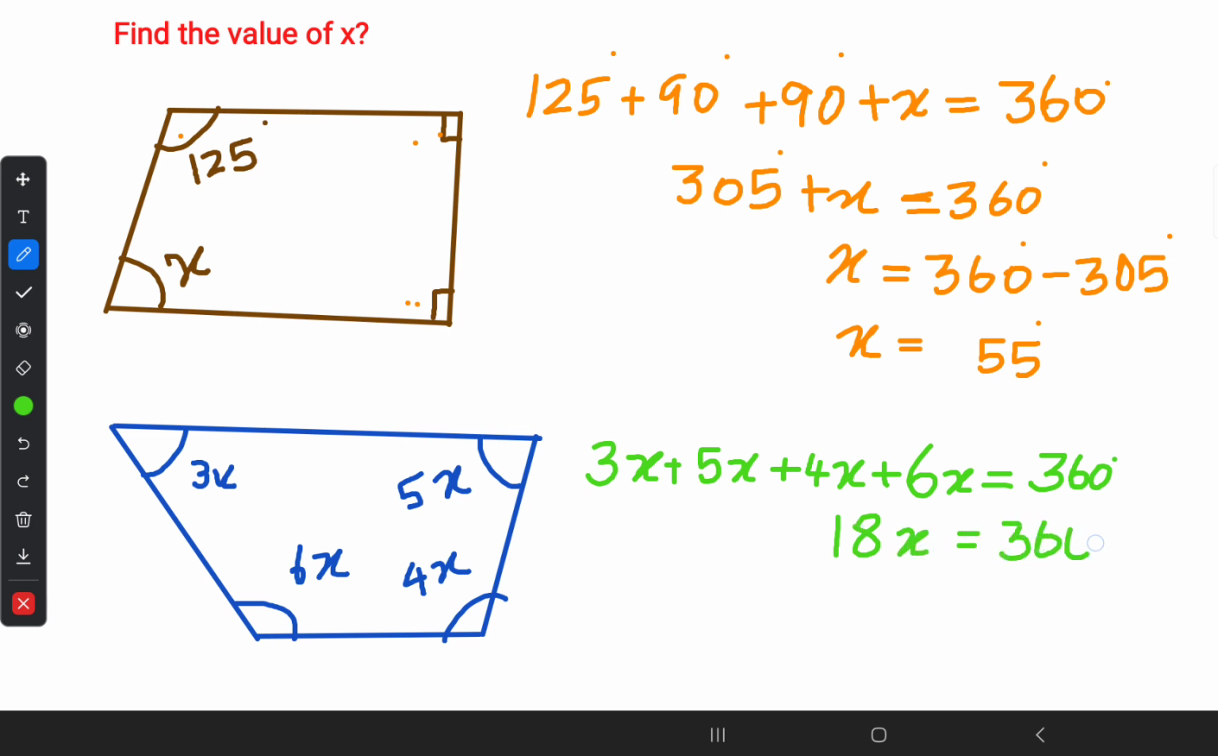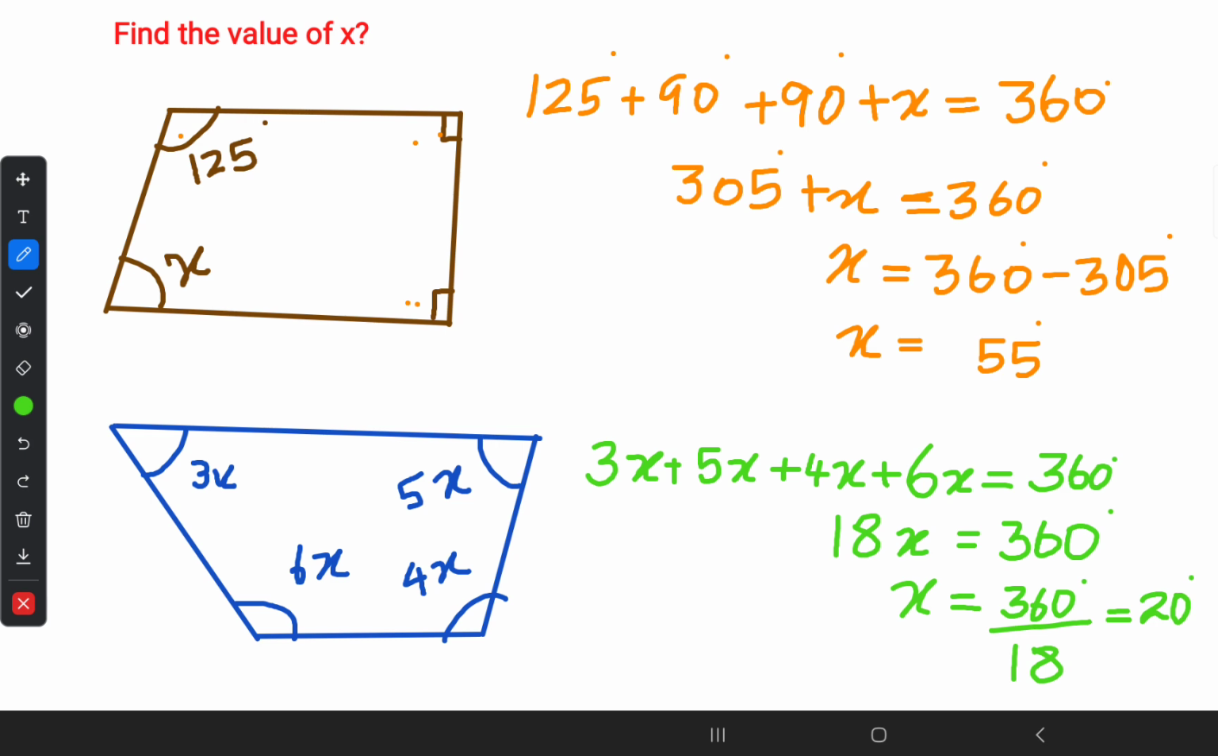In equations we've discussed that with 18 times x equals 360, to find the magnitude of x, you should divide. 18 and x are in a multiplication relationship. To oppose that, you have to bring that multiplier over as a divisor: 360 divided by 18. So x will become 20 degrees in the end.